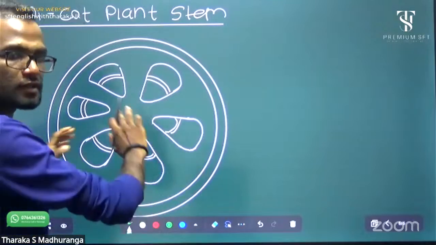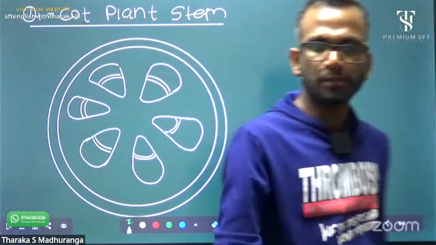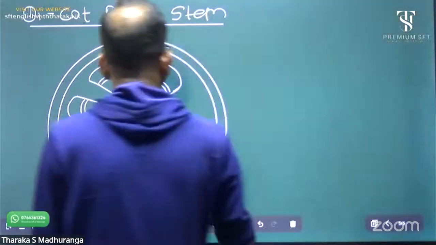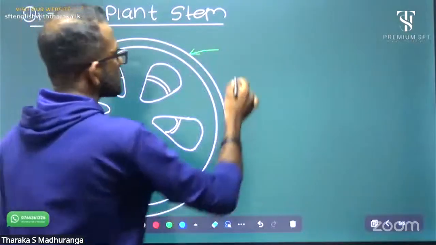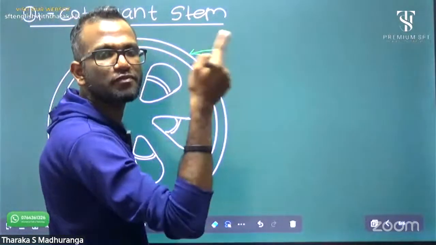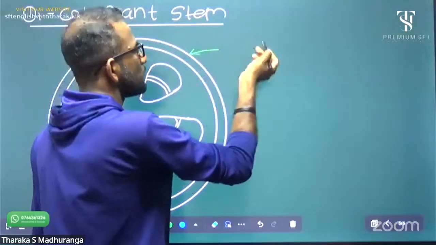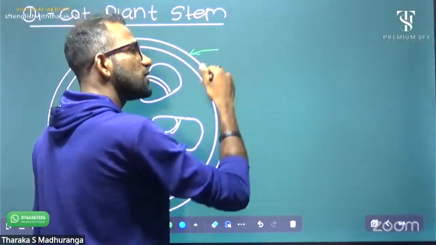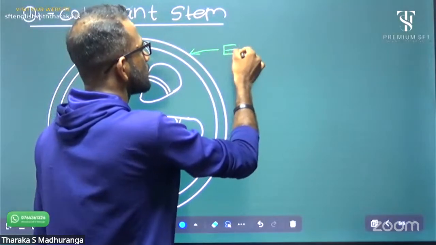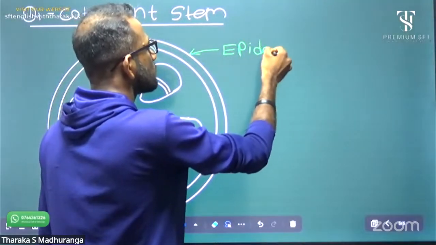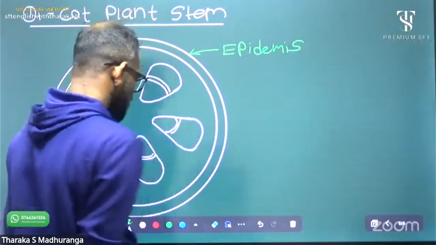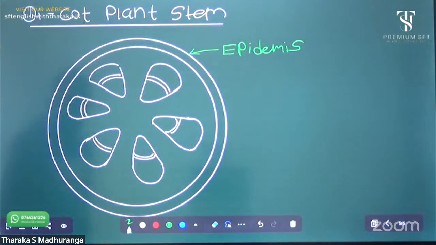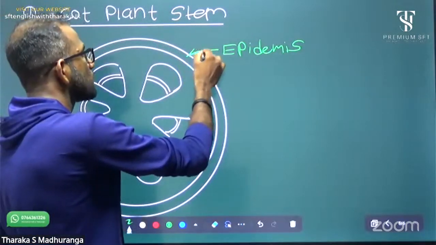Okay, this is the dicot stem structure. Very simple. Then let's see what the parts are. First one, epidermis. Same as the leaf. The last part is also epidermis, that means the outer part. What's the purpose? For protection. This layer is the epidermis.